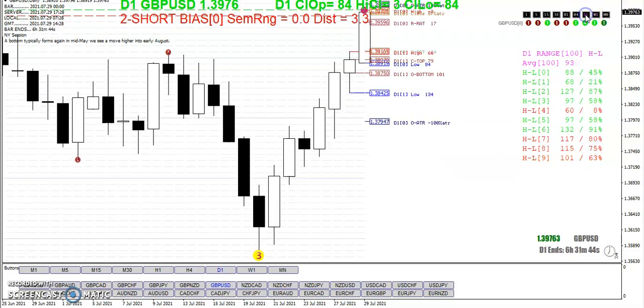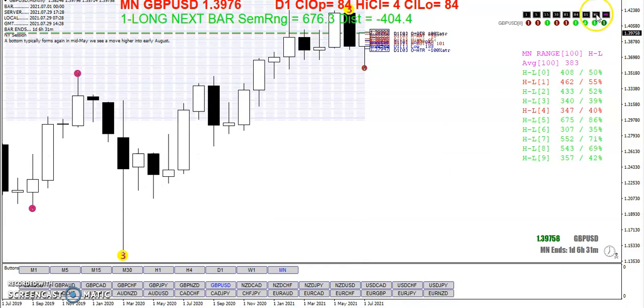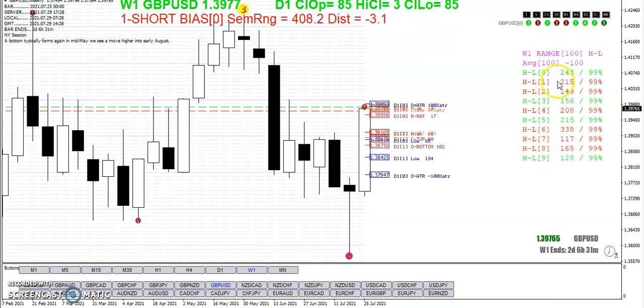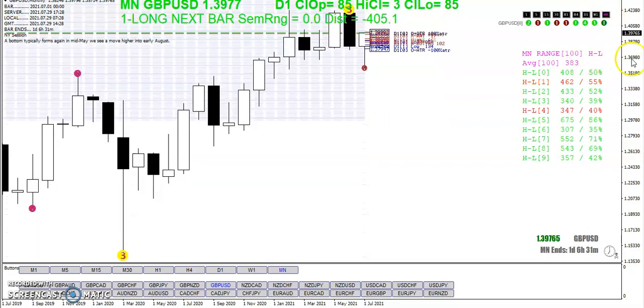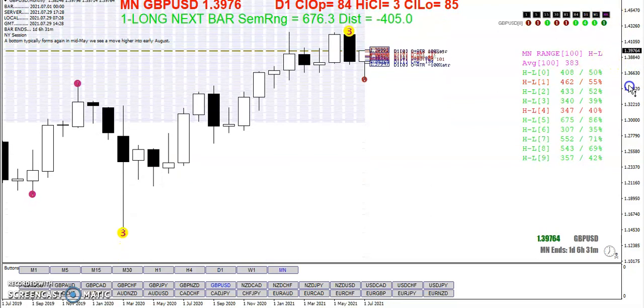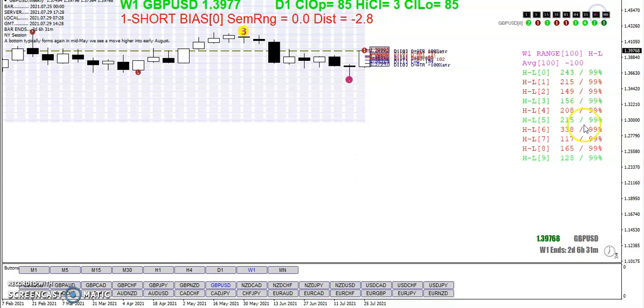I'm gonna have to look. Something's going on with the weekly. I'm gonna have to look and see. I got a little bug in there. Something to do. Okay. Let's look at the monthly. That's interesting now. I wonder why the weekly's off.